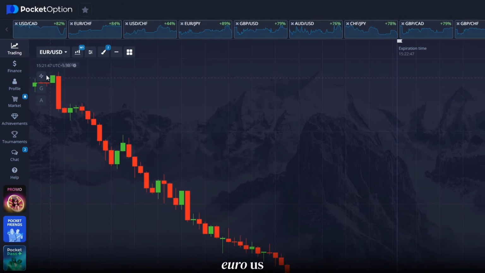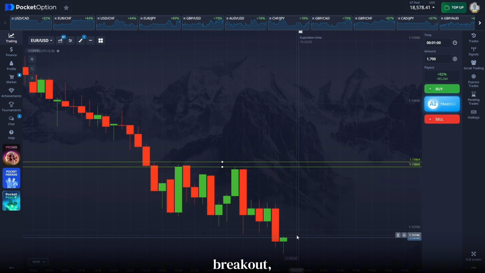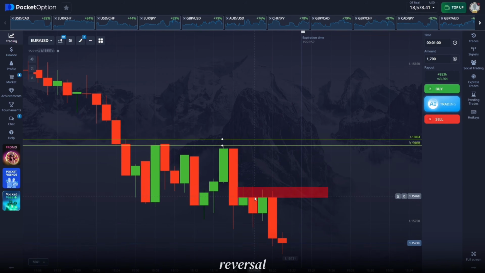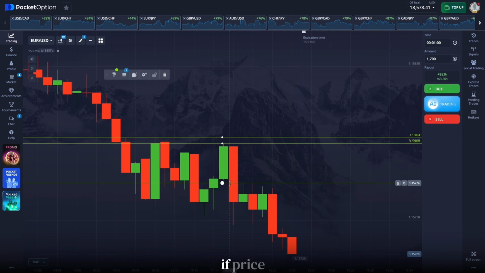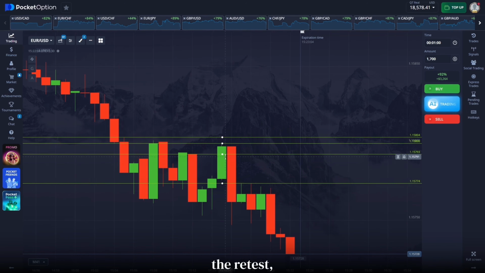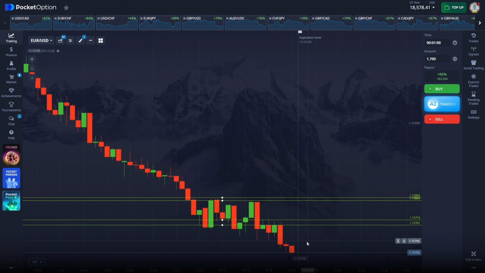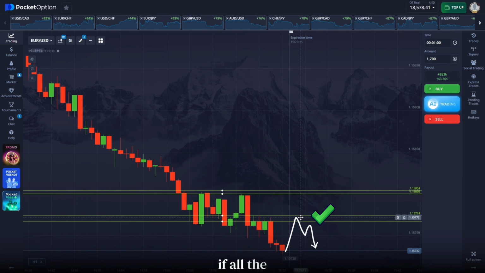On the Euro US dollar chart, price recently gave a breakout here in the downward direction, and because of this breakout, now we have another resistance zone which can be used for a reversal trade. So let me mark this zone, because if price goes up again for the retest, I will use this resistance zone for a reversal trade. So let's wait now. If price retraces back and hits this zone, I will place a reversal trade if all the conditions are met according to the strategy.